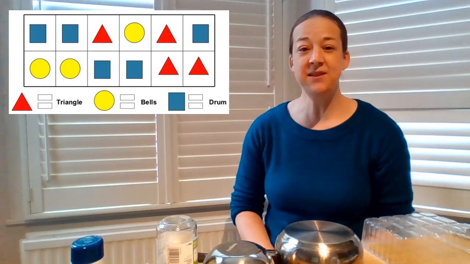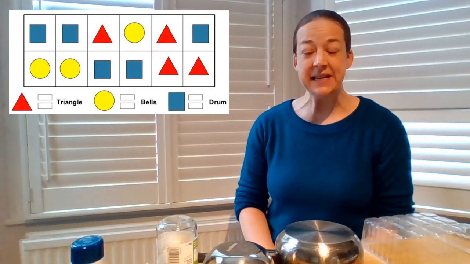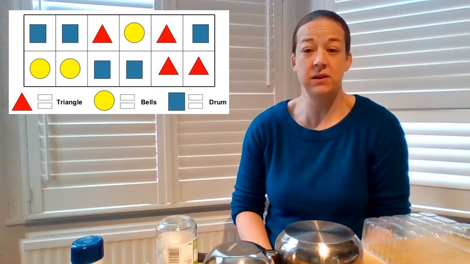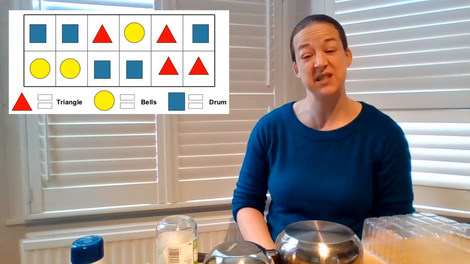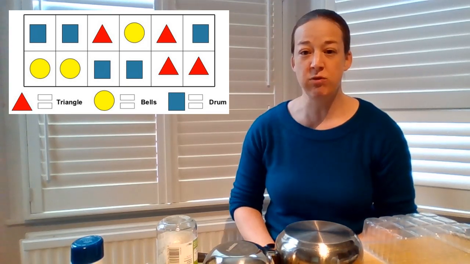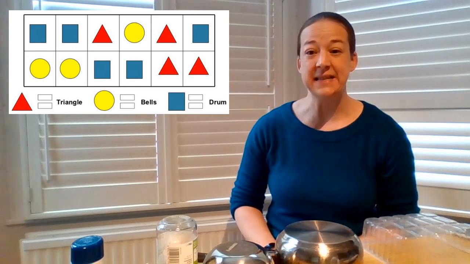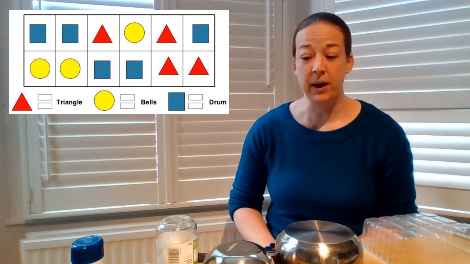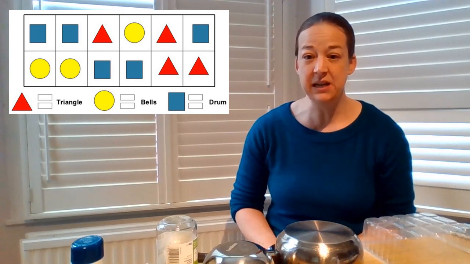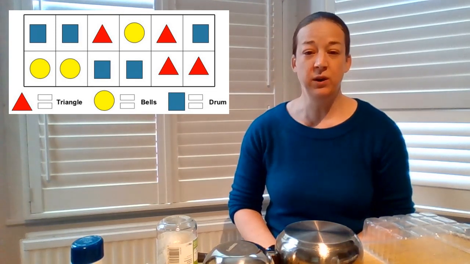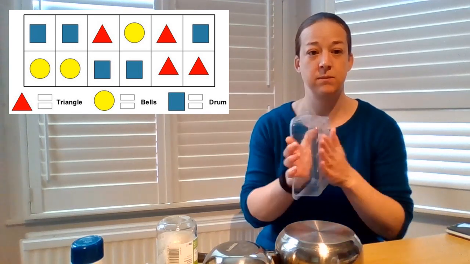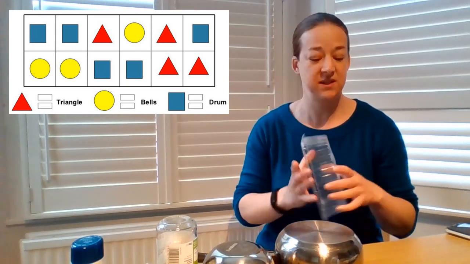Here we've got a different graphic score. Now you can see in this one, that there's no counts, so only some different instruments. It tells us what instruments have in the different boxes. And we've got a drum, a triangle, and some bells. But I don't have any of those instruments handy. I'm sure you probably don't at home either. So what I've got for my drum, just a plastic box. So that's going to be my drum.